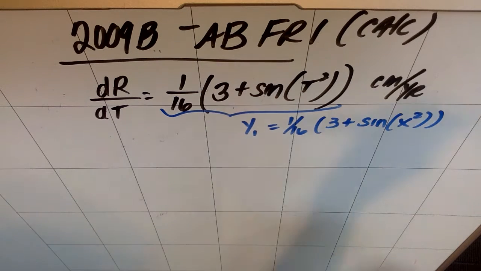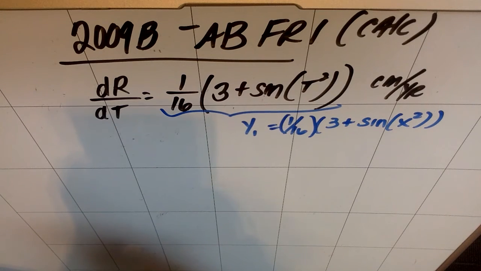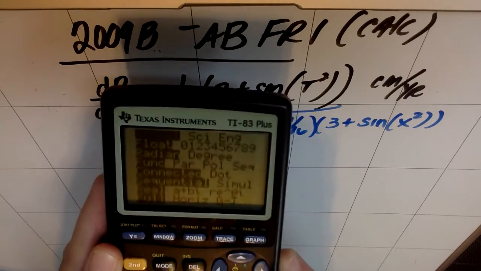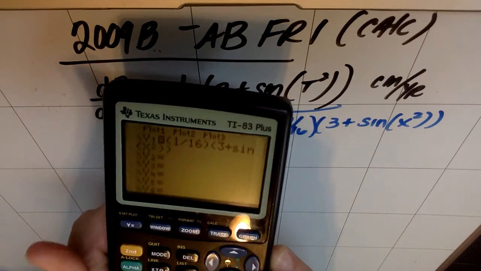Me personally, I always like to put my fractions in parentheses. You don't have to, but that's just the way I roll. So 1 divided by 16, and then in parentheses 3 plus sine of x squared, close the parentheses, right? So first off, check that you're in mode radian and function. I put my y equals stuff in there.